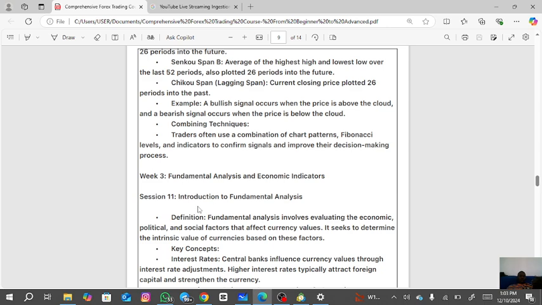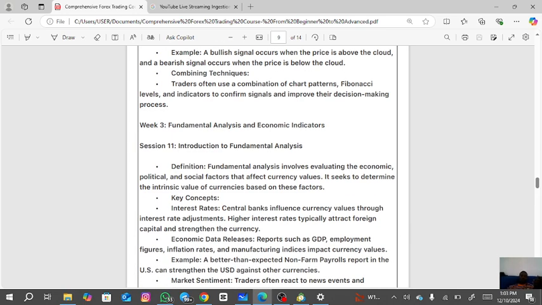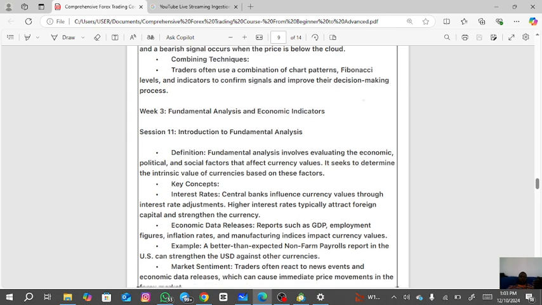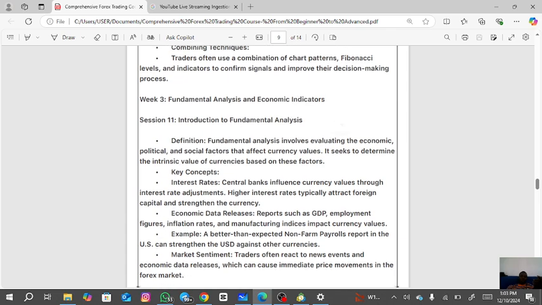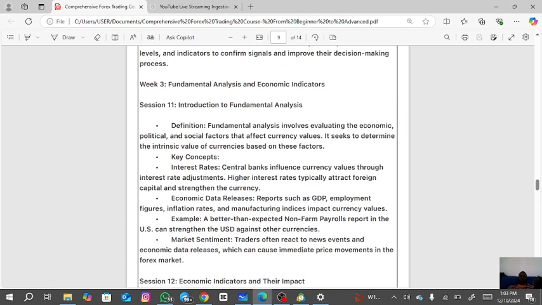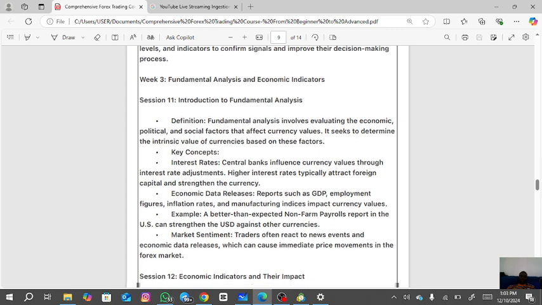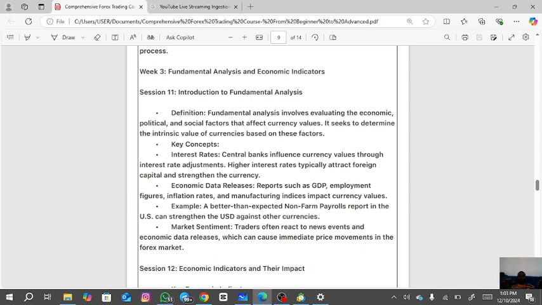So right now we'll be talking about fundamental analysis, introduction to fundamental analysis. Definition: fundamental analysis involves evaluating the economic, political, and social factors that affect currency values. It seeks to determine the intrinsic value of currency based on these factors. One, key concept. Two, interest rate. Central banks influence currency's value through interest rate adjustments. Higher interest rates typically attract foreign capital and strengthen the currency.